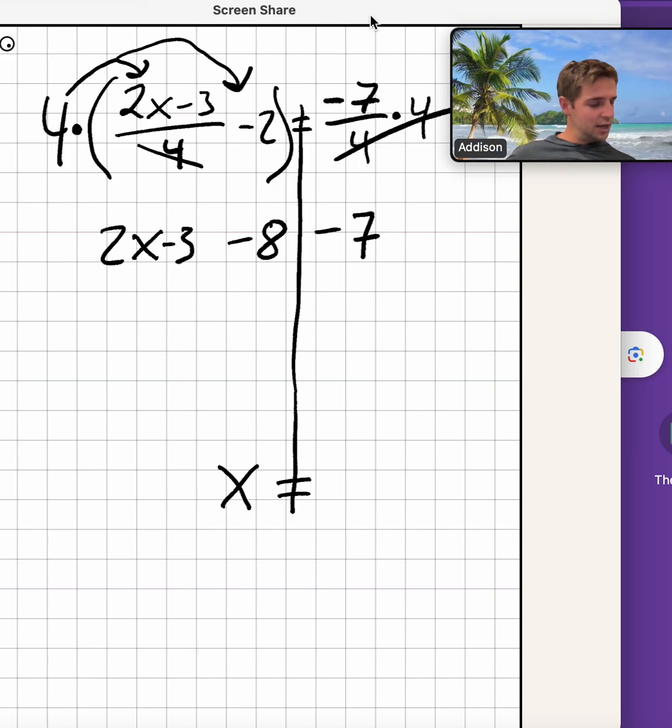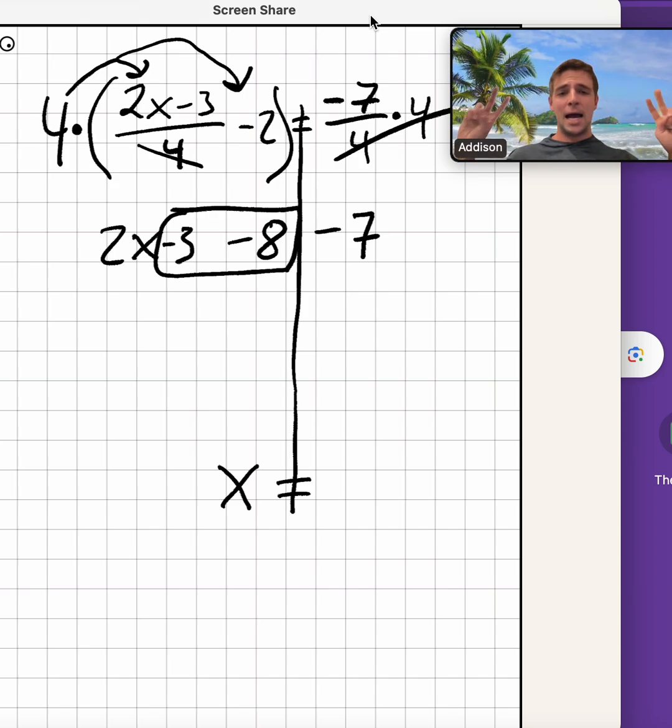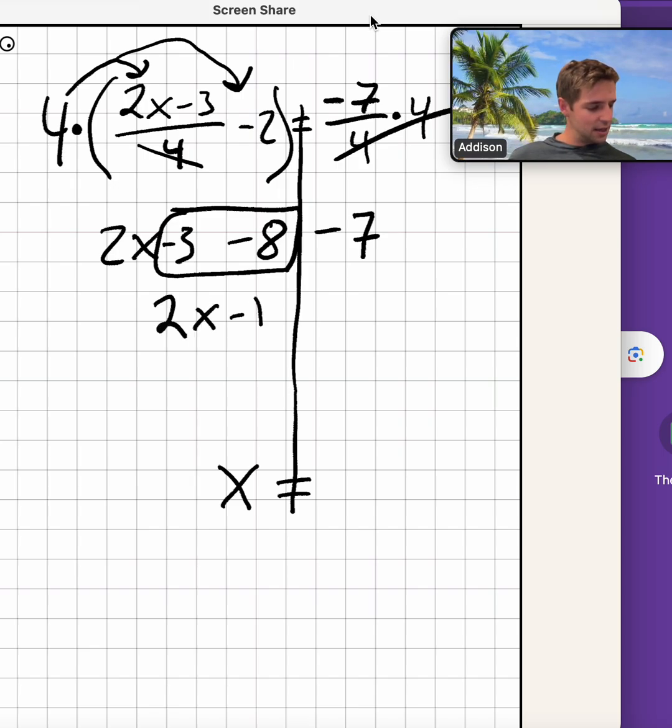I'm excited. So now, actually, we don't need to do any algebra per se. We can do something called combining like terms on the left side of the equation. We have two numbers. They are like in the sense that they are just numbers with no variables in them. And we can go ahead and combine those to find 2x minus 11 is equal to negative 7. Negative 3 minus 8 is negative 11.